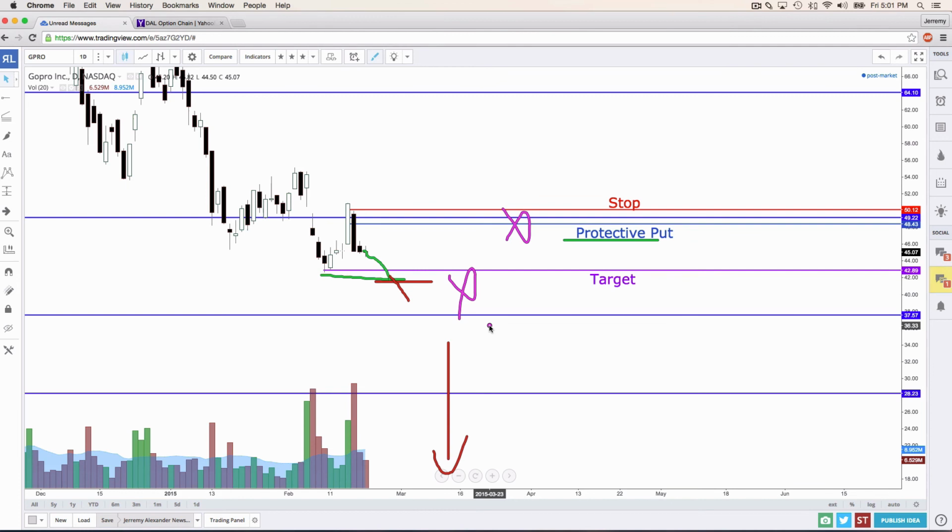Otherwise, ladies and gentlemen, if the 42 put that you sold, if GoPro closes below 42 on the day of expiration, you will be put to stock. The only time that that won't happen specifically is if they are the exact same expiration.